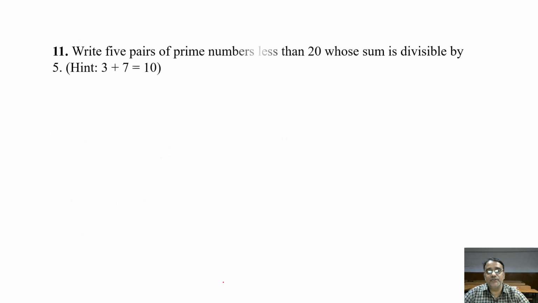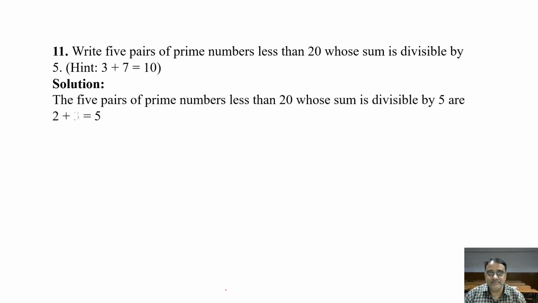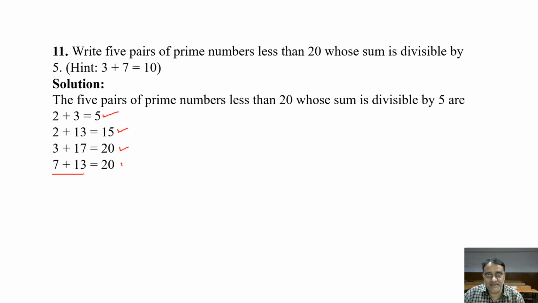Now one more question we are going to do, 11th question. Write 5 pairs of prime numbers less than 20 whose sum is divisible by 5. So 2, 3: 2 plus 3 is 5, so it will be divisible by 5. 2 plus 13, 15, also divisible by 5. 3 plus 17, 20 is also divisible by 5. 7 plus 13, that is also divisible by 5, that is 20. And 19 plus 11, 30, it is also divisible by 5. Less than 20 देखना, otherwise बहुत सारे pairs निकलेंगे.